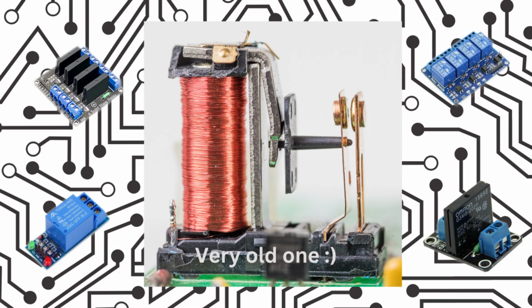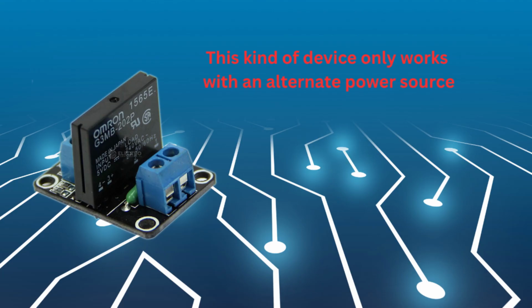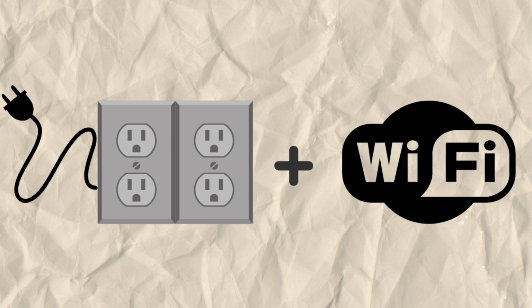What is a relay? A relay is an electrically operated switch. Let's see the advantages of using a solid state relay. We will be using a solid state relay. Since we will be working with alternating current, we are able to use this kind of device. And we will be applying it to simple things. We will be creating a power switch with 4 outputs.